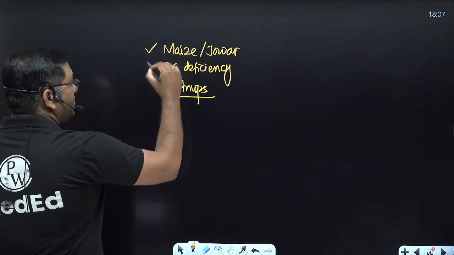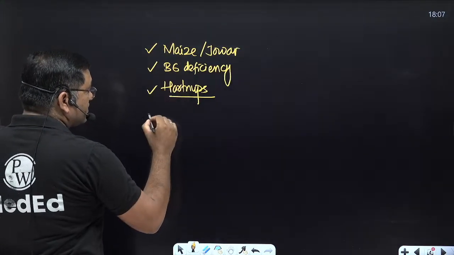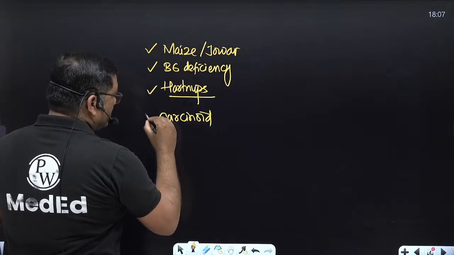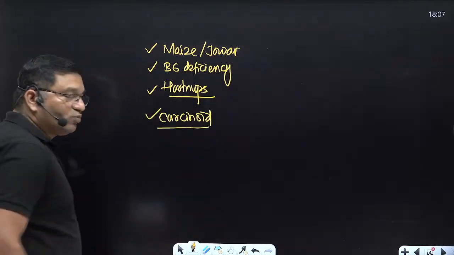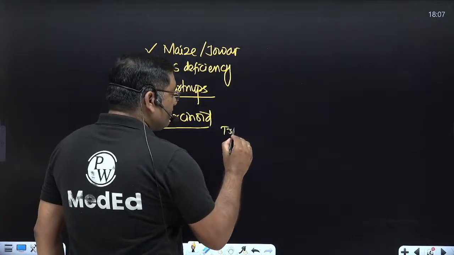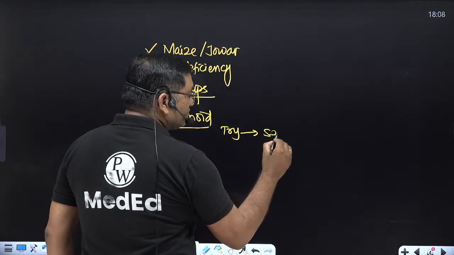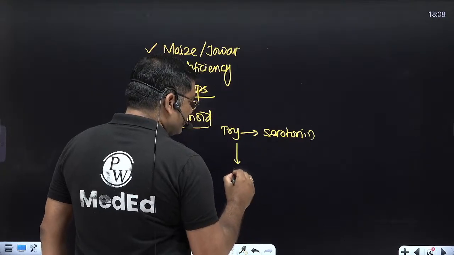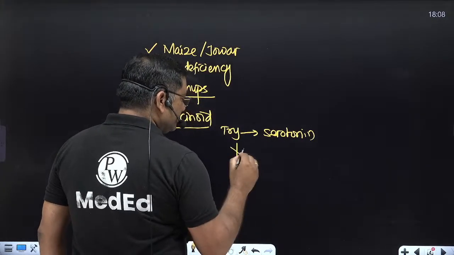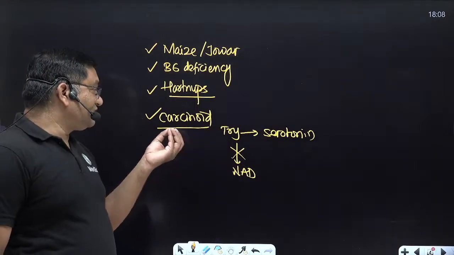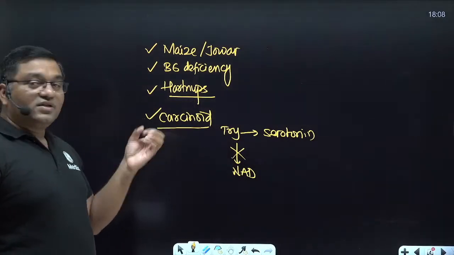So maize, B6 deficiency, Hartnup's disease, then carcinoid syndrome. What is carcinoid syndrome? It is argentaffinoma. It is a tumor of the argentaffin cells of the intestine, where tryptophan is converted into serotonin. So tryptophan is not available for formation into NAD. So in carcinoid syndrome, there is flushing, and diarrhea-like symptoms.